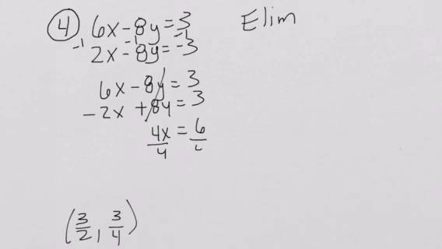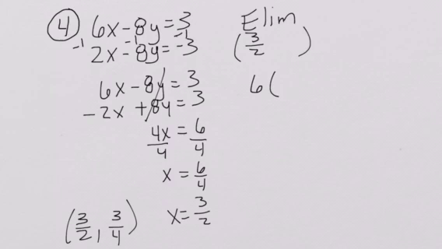Divide by 4, divide by 4, x is equal to 6/4, which is the same as 3/2. So I have a fraction, which is not a problem. So I have 3/2 for x. So now what I'm going to do is take the first equation and find y. So 6 times 3/2 minus 8y is equal to 3.